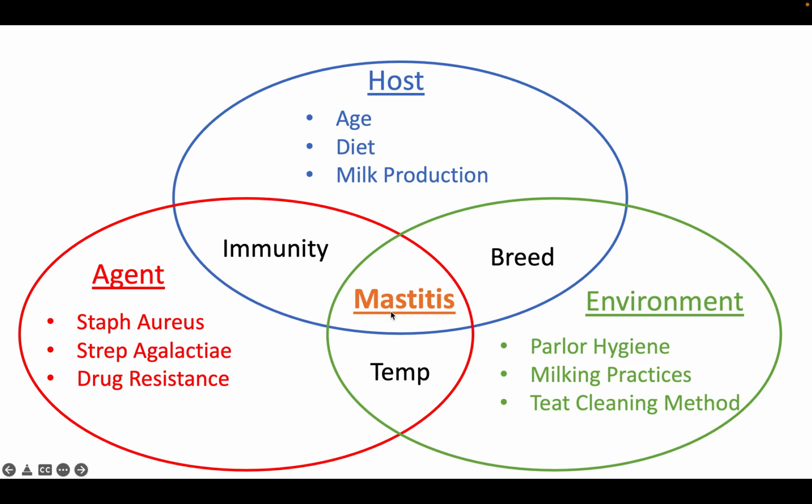So that's an example of the host interacting with their environment, and all of these things combine to basically decide whether a cow gets mastitis. So when one cow gets mastitis and one cow doesn't, it's a combination of all of these factors that led to that, rather than just this agent is present and it's going to cause disease. Some cows are more susceptible, and some environments are more conducive to that.